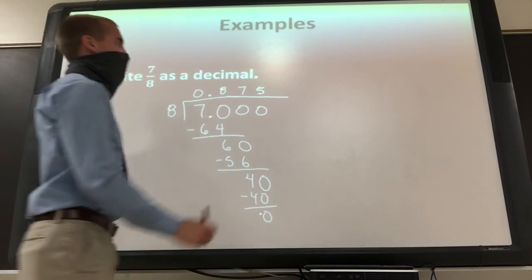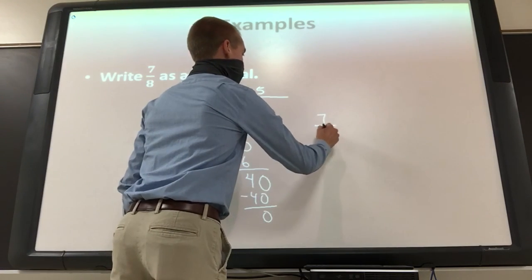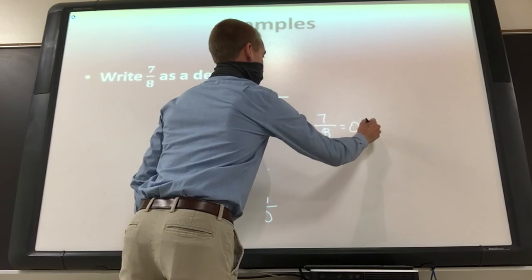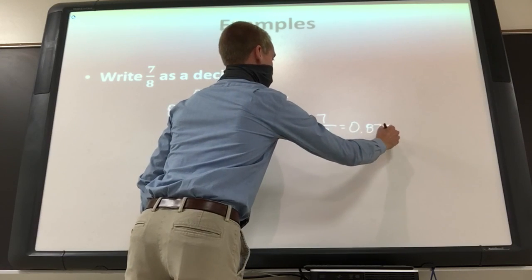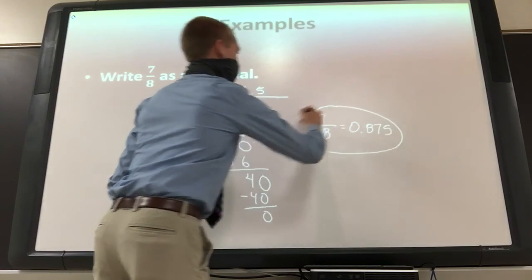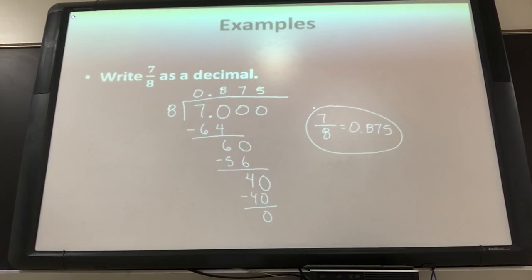So we can now say that 7/8 equals 0.875. 7/8 is 0.875.